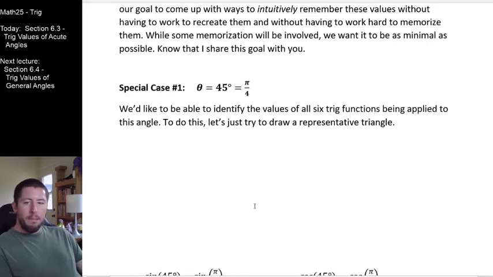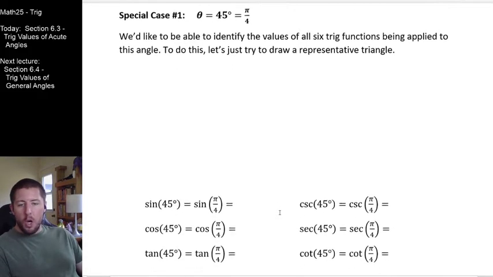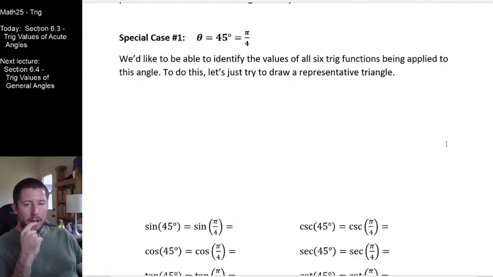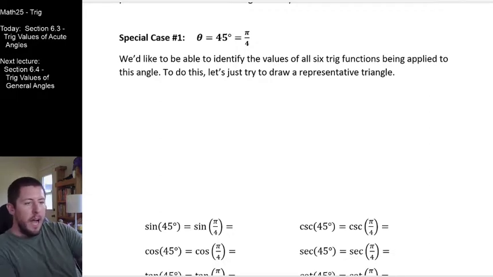So special case number 1, 45 degrees, also known as pi-fourths radians. We'd like to be able to identify the values of all 6 trig functions applied to this angle. To do this, let's draw a representative triangle with a 45-degree angle. Our goal is to identify these 6 values. Notice all I'm saying is that the sine of 45 degrees is the same thing as the sine of pi-fourths radians. We want to know the sine of this angle. So here are our 6 values, regardless of whether it's in degrees or radians, that we're looking to come up with for special case number 1. What I'm going to do is draw for myself a right triangle and put just a 45-degree angle in it.